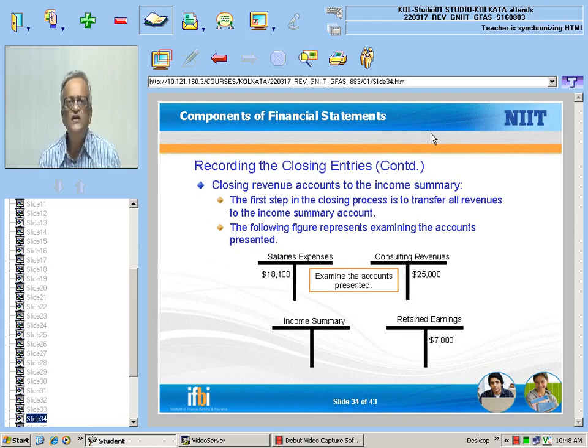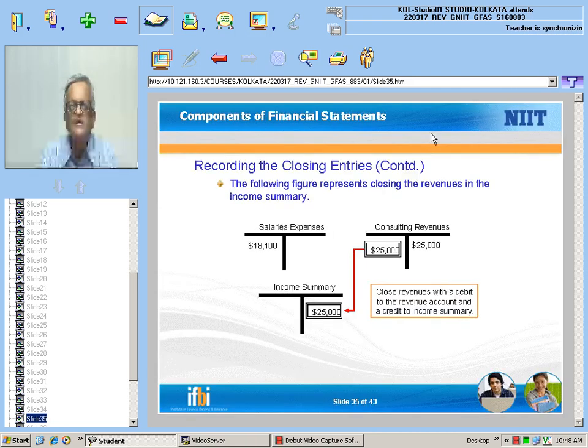So, closing revenue accounts to the income summary account. The first step in the closing process is to transfer all the revenue to the income summary account. For example, you can see here, this is just an example, salary expense, revenue, retained earnings and income summary. Four accounts are shown: salary expense, revenue, income summary account, retained earnings. Now let us see how the transactions take place.